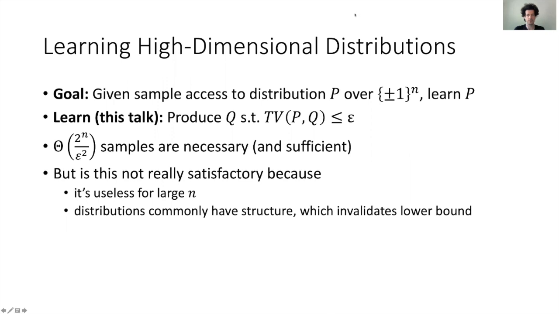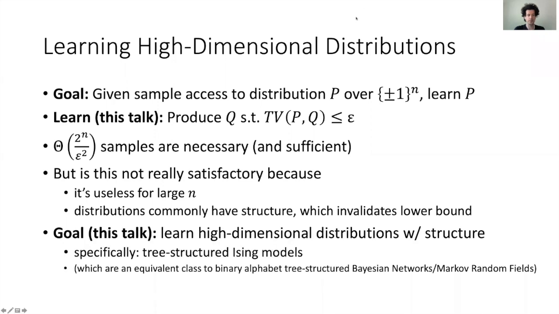that have structure. The goal in this talk is to revisit this problem and provide optimal algorithms for learning high-dimensional distributions with structure. In particular, we'll do so for tree-structured Ising models, which is the same class of distributions as binary alphabet tree-structured Bayes nets and Markov random fields.